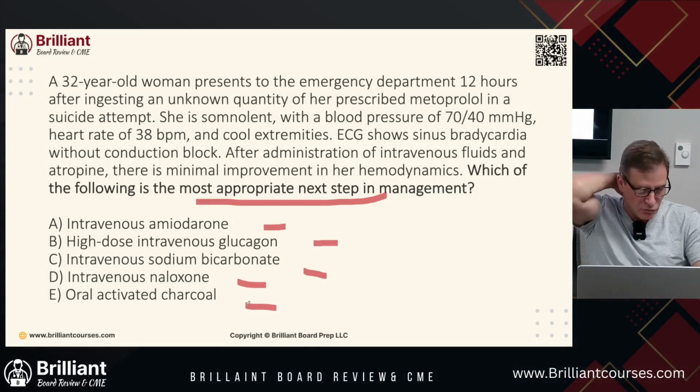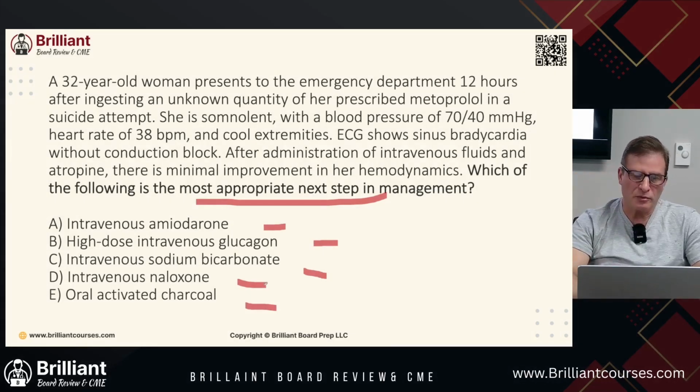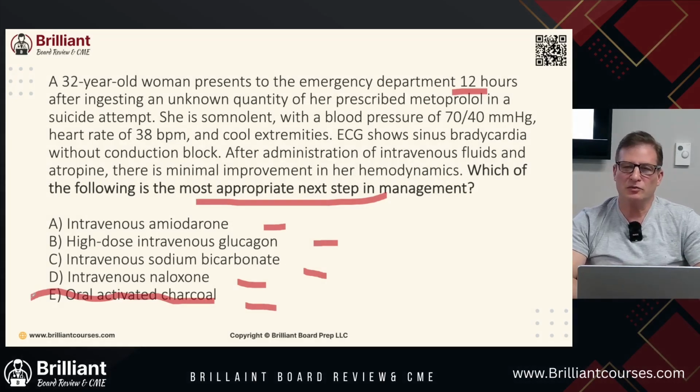All right, so let's go right here. A 32-year-old woman presents to the emergency department 12 hours after ingesting, oh, here we go, 12 hours. So guess what's probably going to leave here? Charcoal. Now, you'll find some toxicologists that recommend charcoal up to 24 hours. The reality is there's increased risk for aspiration, and usually after 4 hours, people withhold the charcoal because the risk-benefit is not as good as it should be.